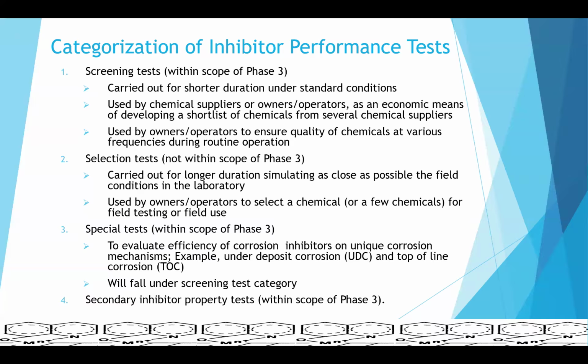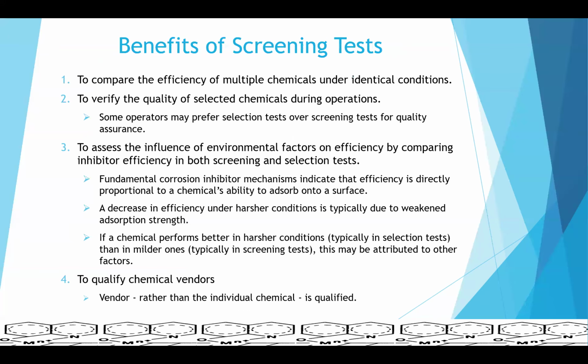Secondary inhibitor properties are unique for each one of the operating conditions, and some of the secondary inhibitor properties need to be standardized, and they are within the scope of phase 3. Again, on the benefits of screening tests, we put a slide together because this is not well established, not well understood across the industry.